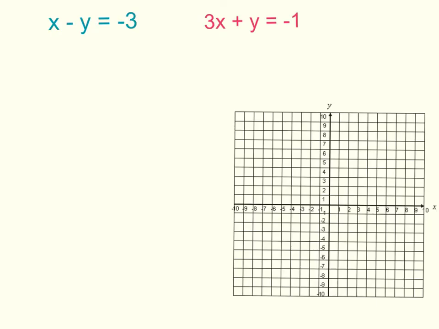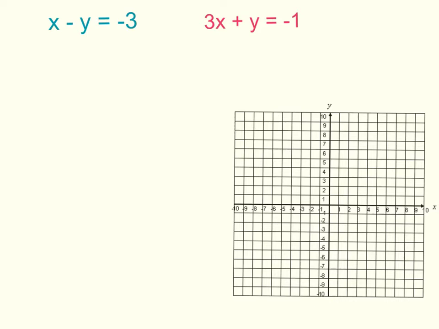Now we're actually going to solve a system. So here we have a system, which is just a set of two linear equations: x minus y equals negative 3 and 3x plus y equals negative 1. So we're going to graph both of these lines and find the point at which they intersect. To do this, I'd say the easiest way is to solve them both for y, to get them in slope-intercept form.